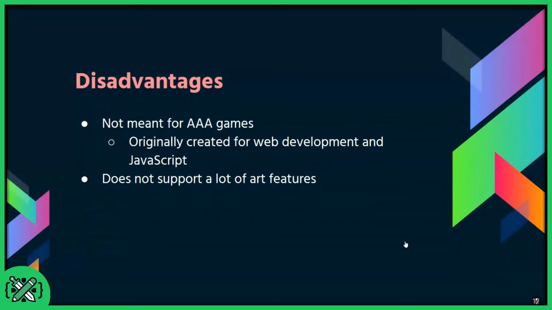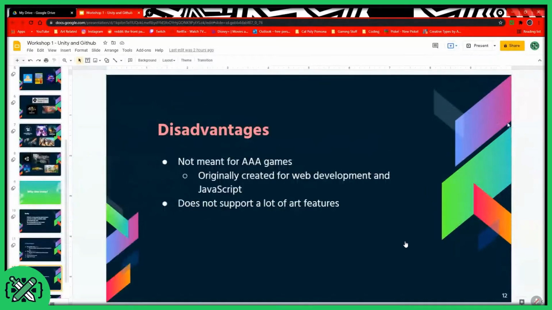Some disadvantages with it. It's not really meant for AAA games, and that's why a lot of indie devs tend to flock to it. But you don't see many AAA studios going for it. As the slide mentions, it was originally created for web development and JavaScript, and there's not a lot of art support for it. You can't model your own thing, or you can, but there are some limitations to it, unlike something like Unreal or other engines. So, are there any questions in regards to that?